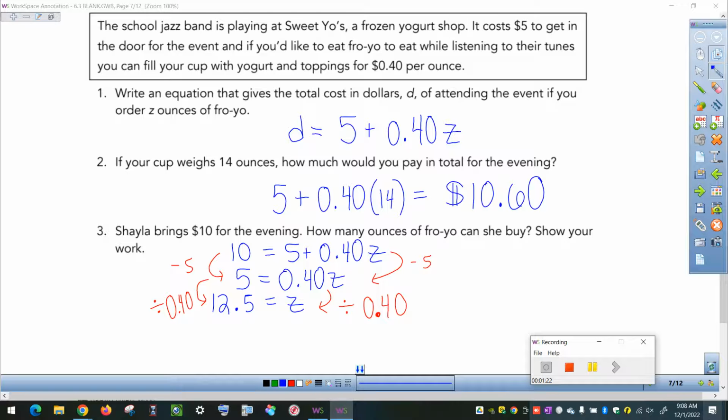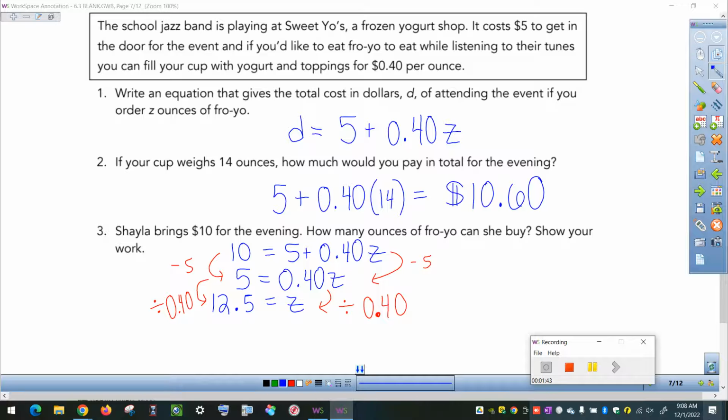You could add the 5 at the beginning or you could add it at the end. And then it's 40 cents times the number of ounces. So if we had 7 ounces, we would multiply the 7 ounces by 40 cents to get the cost of the yogurt, and then add on the $5. So 0.40 times Z, where Z is the number of ounces.